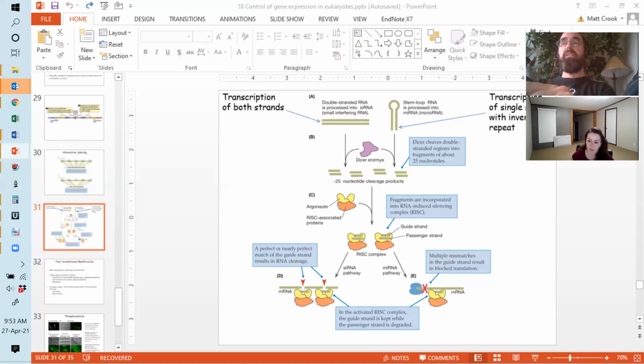So one key point is that these non-coding RNAs are produced in the same way that mRNAs are produced. They're from genes, they're under control of promoters and regulatory elements, and they're transcribed like other mRNAs or other RNAs are, including things like tRNAs and ribosomal RNAs.